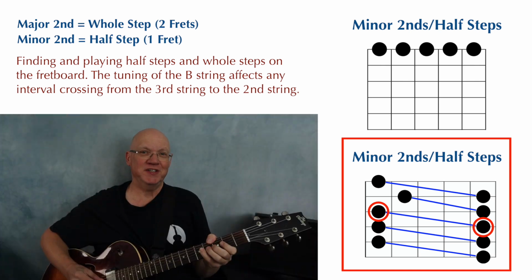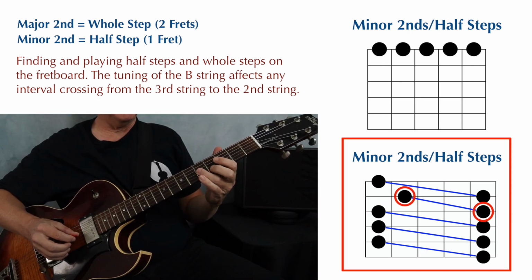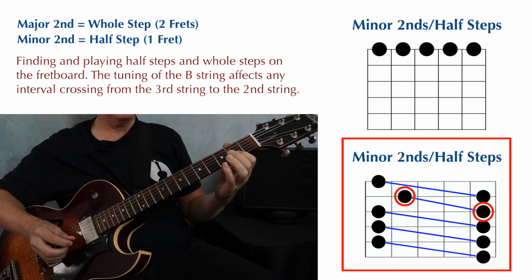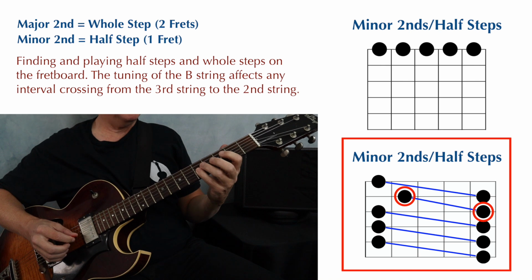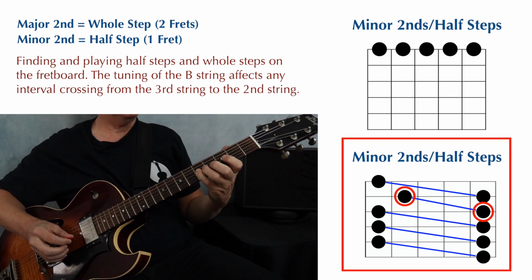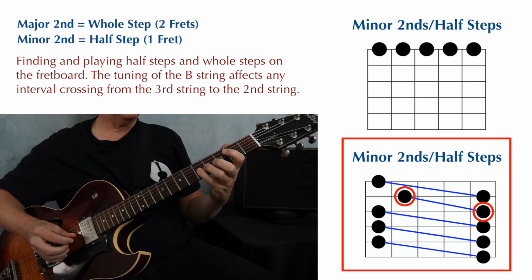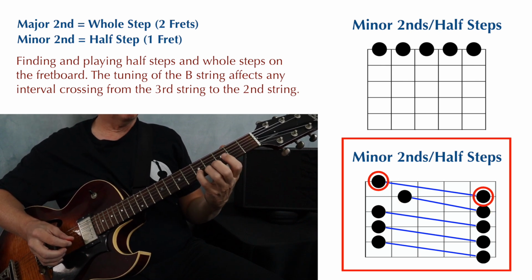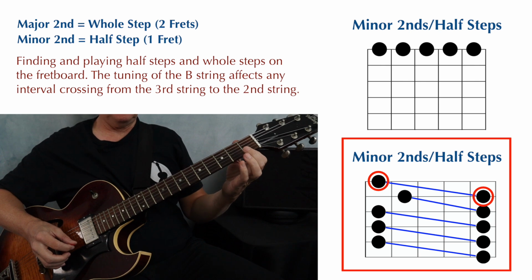Now here's our exception. If your lower note is on the 3rd string, then 3 frets lower on the 2nd string will be a half step higher, and vice versa. And that is because of how the guitar is tuned. And then if your first note is on the 2nd string, we're back to 4 frets lower on the 1st string being a half step or a minor second higher, and vice versa.